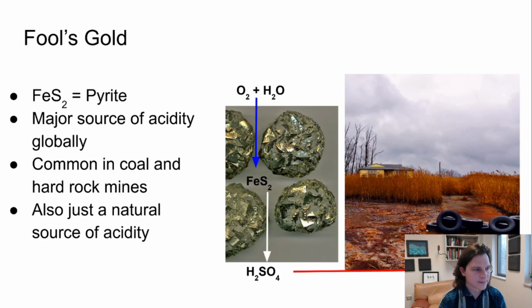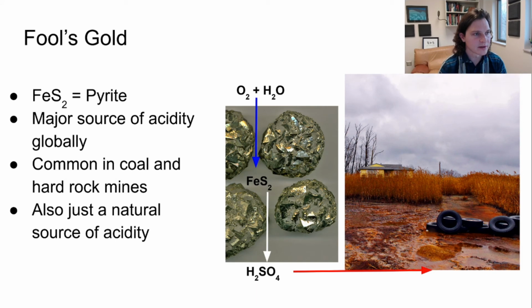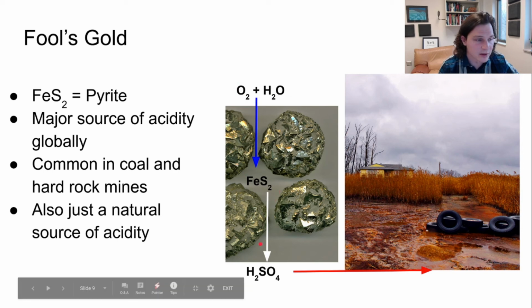So I'm going to move myself up again. The next major source of acidity in the environment is actually fool's gold. So fool's gold is called pyrite, and pyrite is just FeS2, and it's a major source of acidity globally. It's common in coal and hard rock mines, and it can also just be a common source of natural acidity in the environment. And the reason it's so acidic is that oxygen and water interact with FeS2 in the environment, and they immediately produce sulfuric acid.